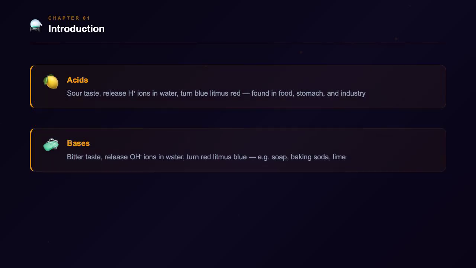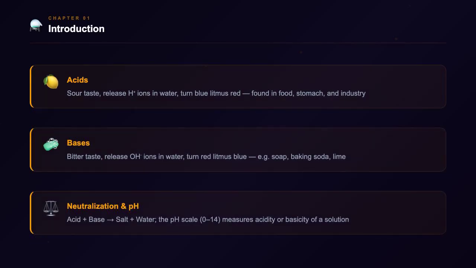Acids, bases, and salts are fundamental in chemistry. They are involved in many natural and industrial processes. Acids have a sour taste and release hydrogen ions in water. They turn blue litmus paper red. Bases are bitter, release hydroxide ions in water, and turn red litmus paper blue.